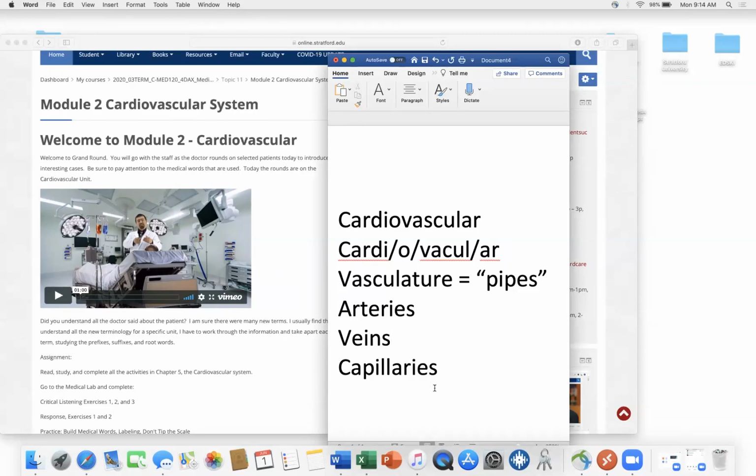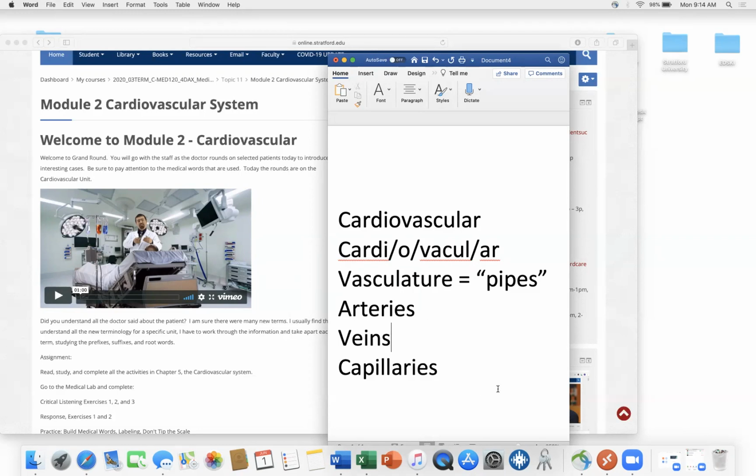And then the capillaries is where the gas exchange happens, where we exchange the good stuff for the bad stuff. So the good stuff is the oxygen, the bad stuff is the carbon dioxide, and that's what we have to get rid of. So someone who is a cardiovascular surgeon is not only good at the heart, they're also good at the pipes or all these tubings.